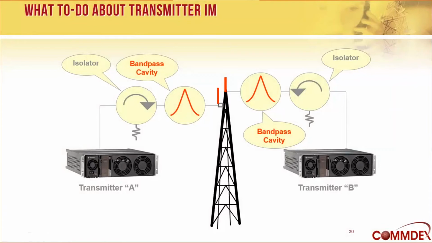We talked about how we can put isolators on the transmitter and bandpass cavities. So we can try to fix the problem at the transmitter side by putting isolators and cavities on the transmitters. Now, some of the good transmitters have some of these isolators already built in. There's no harm in putting a bandpass cavity on the transmit frequency to try to cut down on intermod. So if you're causing it, then you should be the one fixing it.